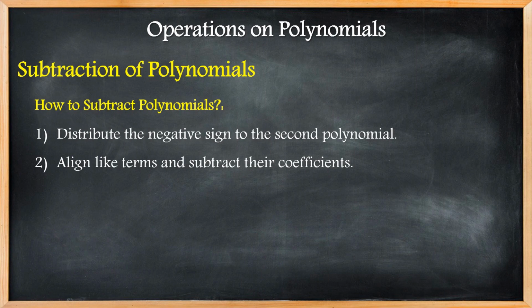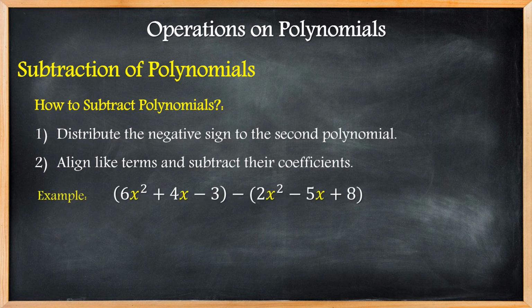Subtraction of polynomials. To subtract polynomials, follow these steps. Distribute the negative sign to every term in the second polynomial. Align like terms and subtract their coefficients. Example, let's subtract 6x squared plus 4x minus 3 minus 2x squared minus 5x plus 8.